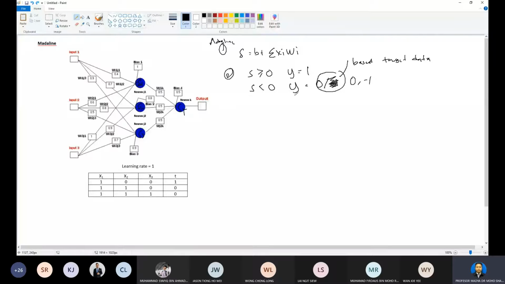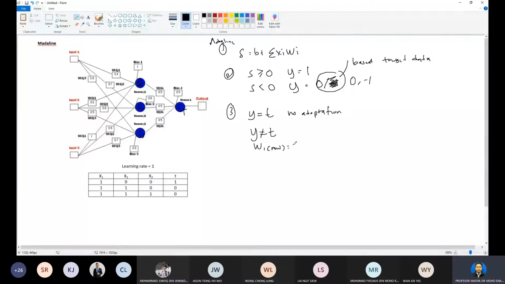Next step is similar to the Perceptron. If y equals t, there is no adaptation of weight and bias. If y does not equal t, we have the adaptation of weight and bias. So this is the formula for the new weight and bias.